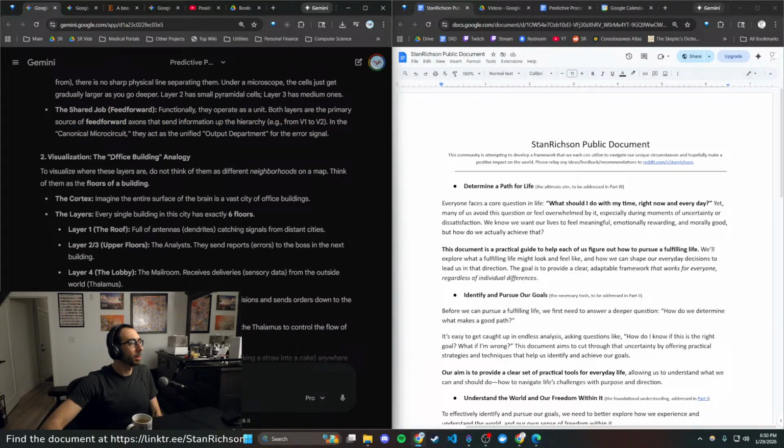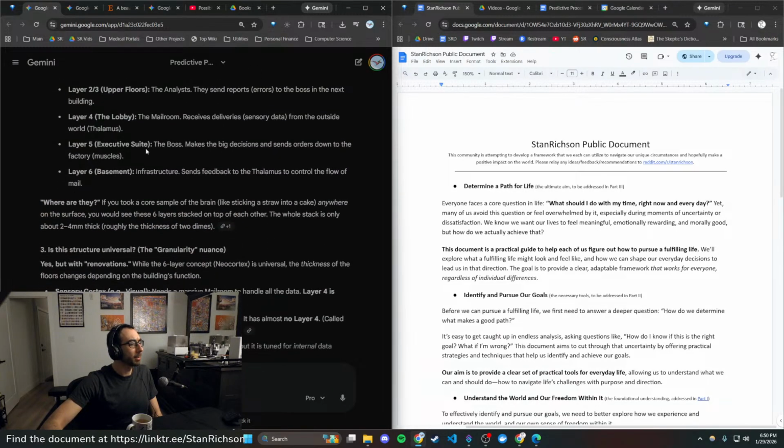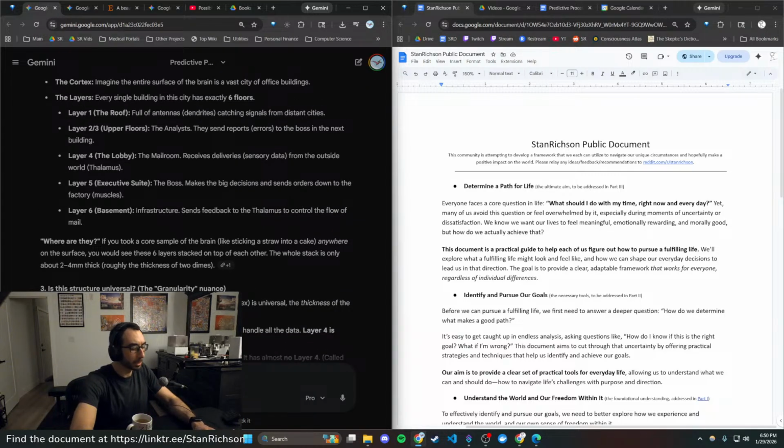So visualization, the office building. Okay, to visualize these layers, do not think of them as different neighborhoods on a map. Think of them as the floors of a building. Okay, that's not what I meant by visualize. I mean within the brain, not a metaphor. Like, how should I orient my view when thinking about physical layers?